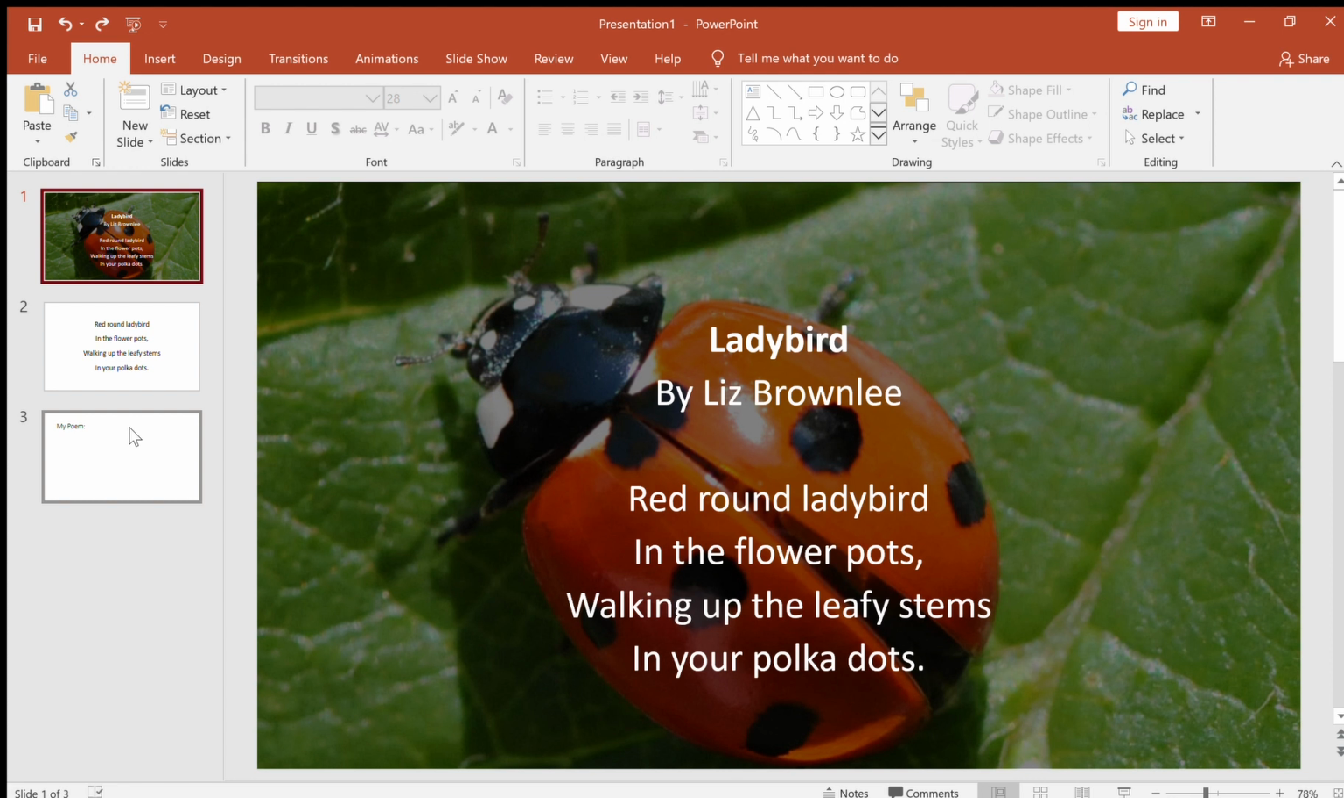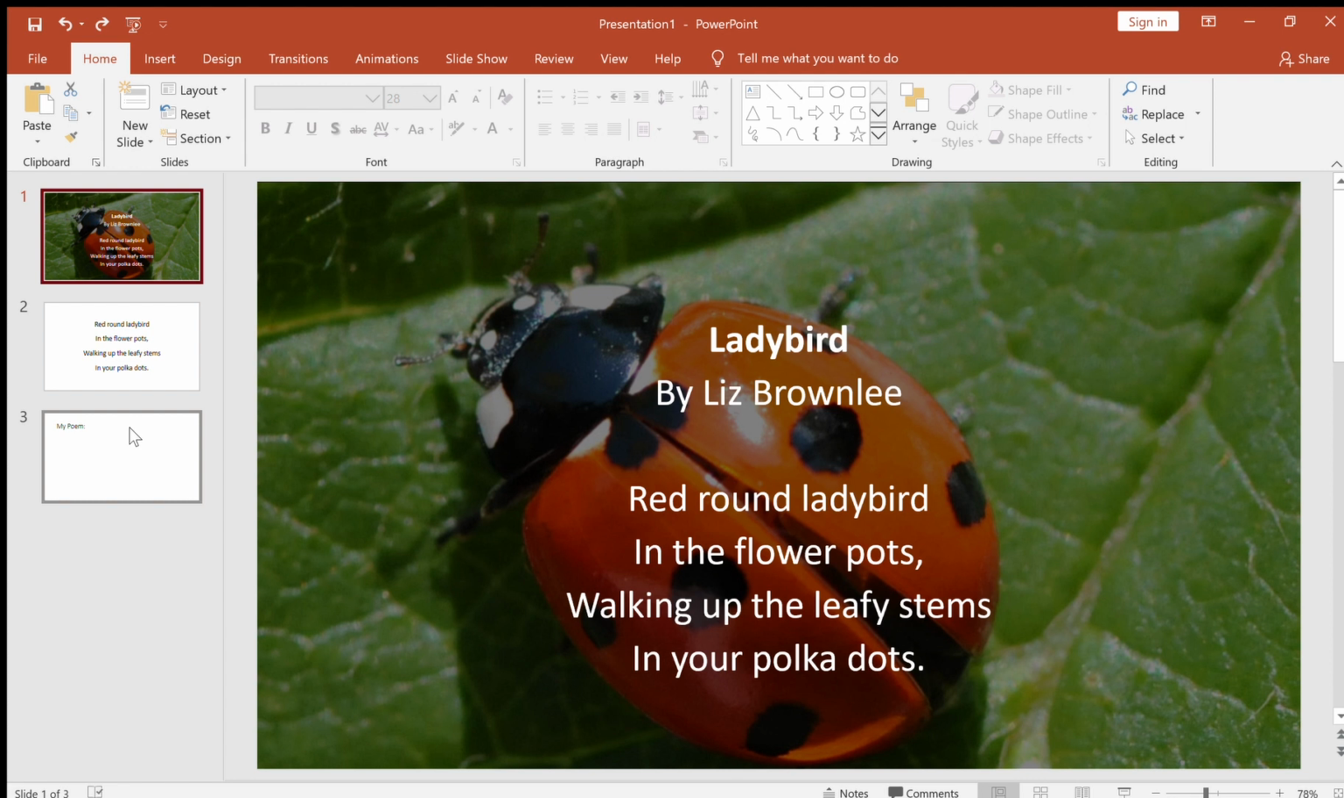She's used the words red and round to describe the ladybird. She's also said that the ladybird has polka dots. She's told us, the reader, where we might find ladybirds as well. She said flower pots and leafy stems. And the verb she used to describe how the mini beast moves is walking.